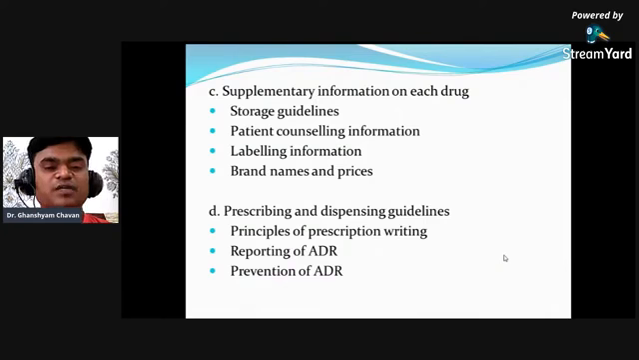Now, after ADR reporting, prevention of ADR: the pharmacist's role in preventing ADR. If it is possible to prevent, we should do that. How can we prevent? We should teach the patient and give prior information that after doing this, if this occurs, immediately report to us. Or if this does not occur, then it's okay, no problem. In this fashion, we should alert the patient.